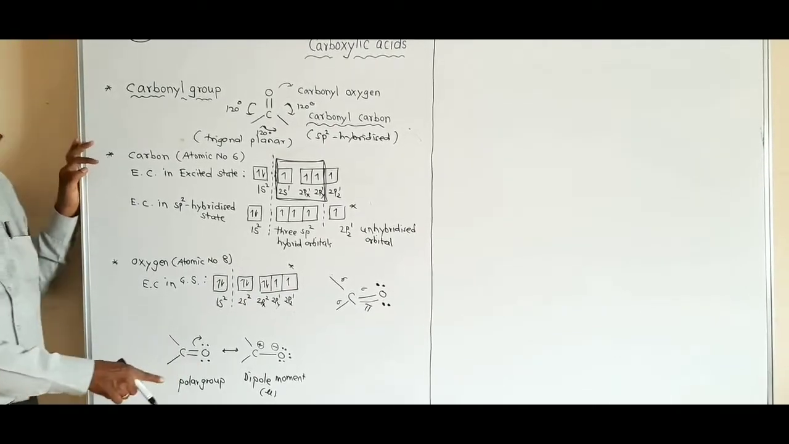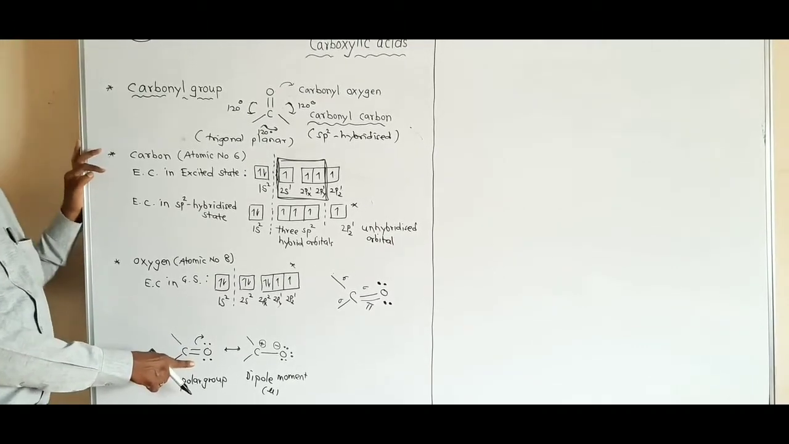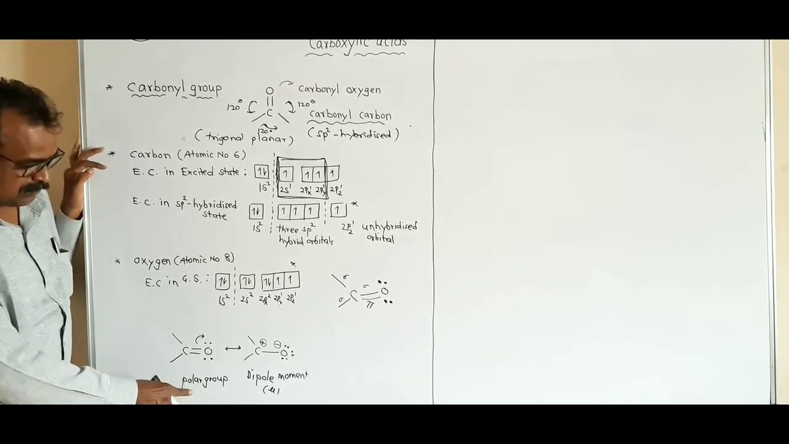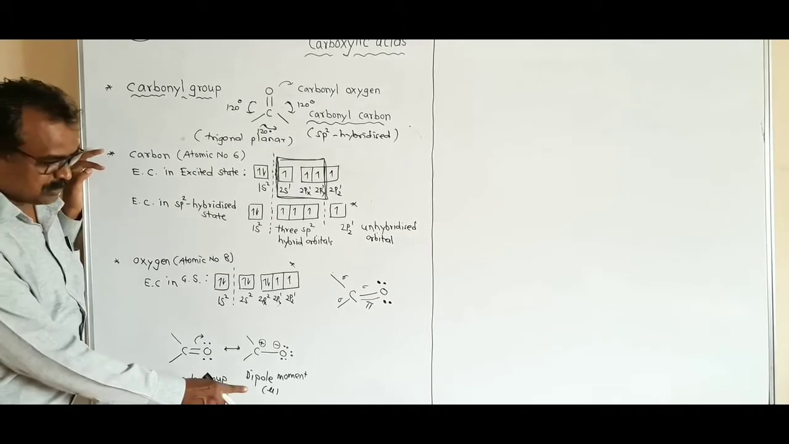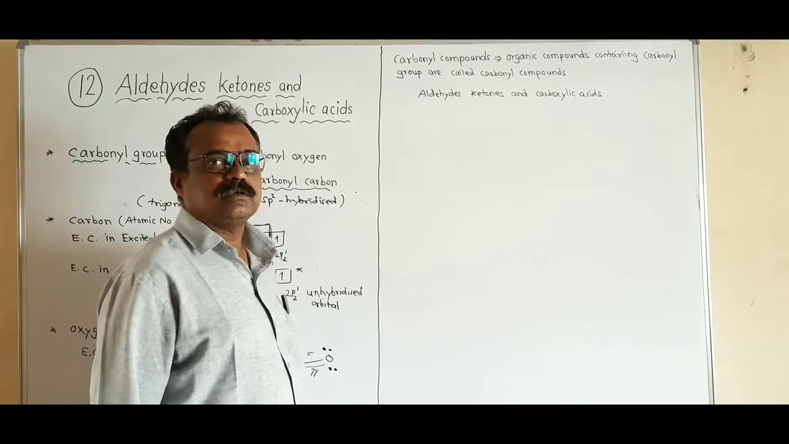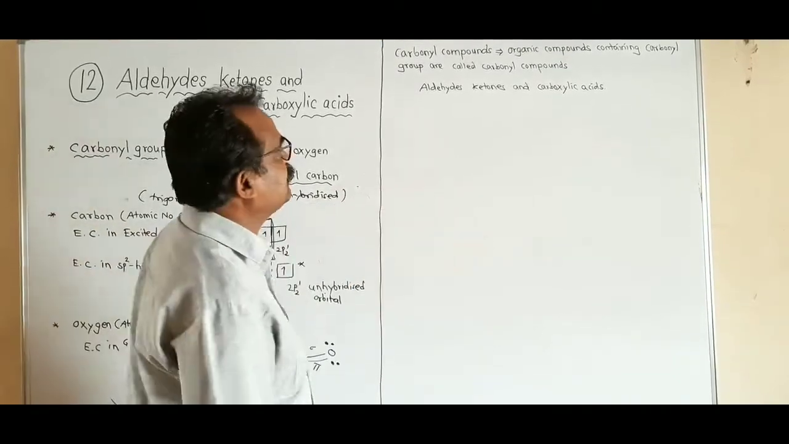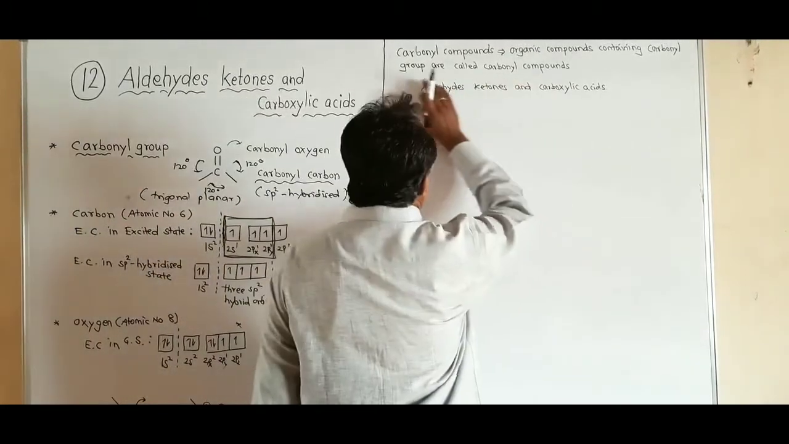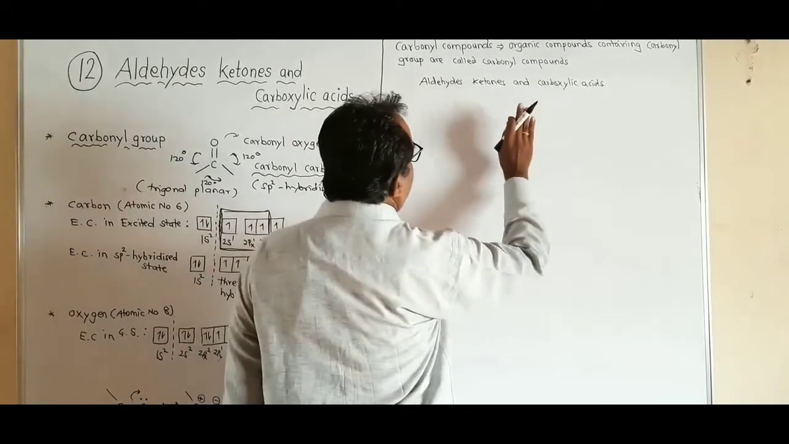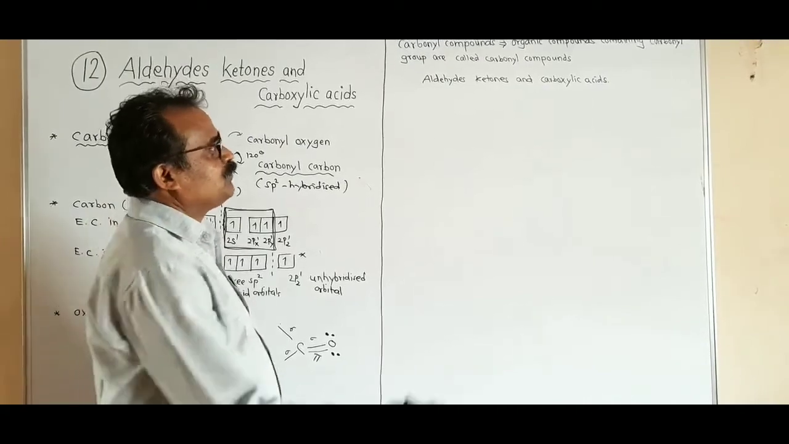This oxygen is more electronegative than carbon. Therefore, this carbonyl group is more stable. It is short and polar, and it shows a dipole moment. The carbonyl group is an important functional group in organic chemistry, and organic compounds containing this carbonyl group are called carbonyl compounds. Aldehydes, ketones and carboxylic acids contain the carbonyl group in their structure, therefore they are called carbonyl compounds.